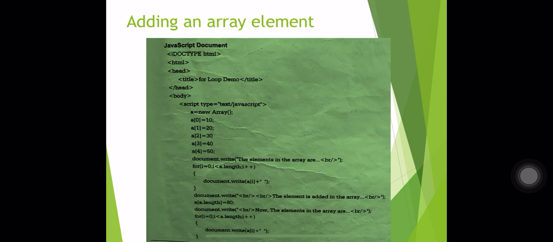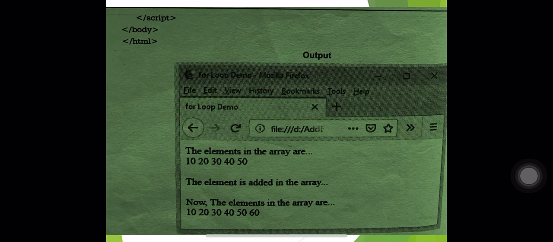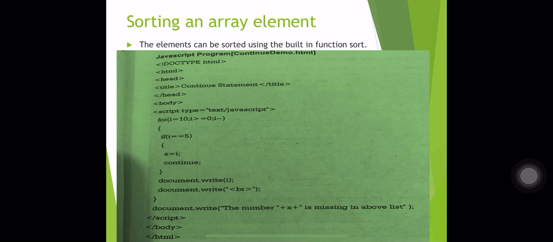Let us see the output. Close the script tag, close the body and close the HTML. See, the first array is 10 to 50, then after adding using the a[a.length] method, a.length was initially how much? 5. So the fifth element will be 60. So now the elements in the array are 10 to 60. One element is added at the end of the array. Okay, next is sorting an array element.